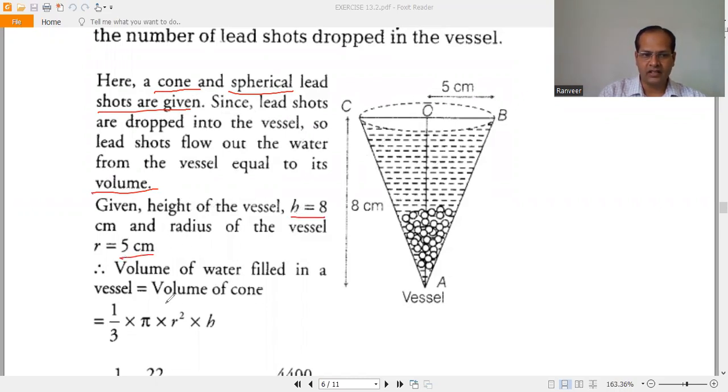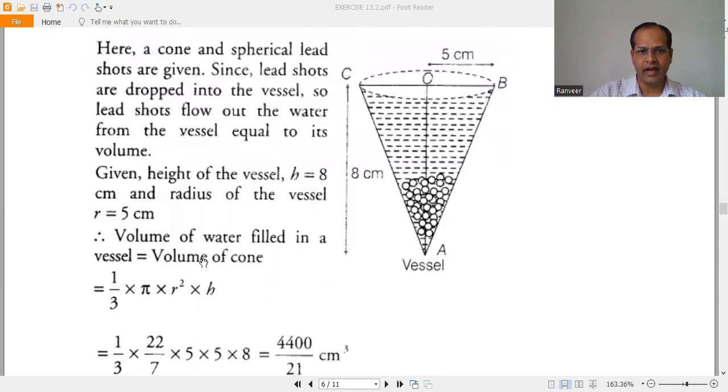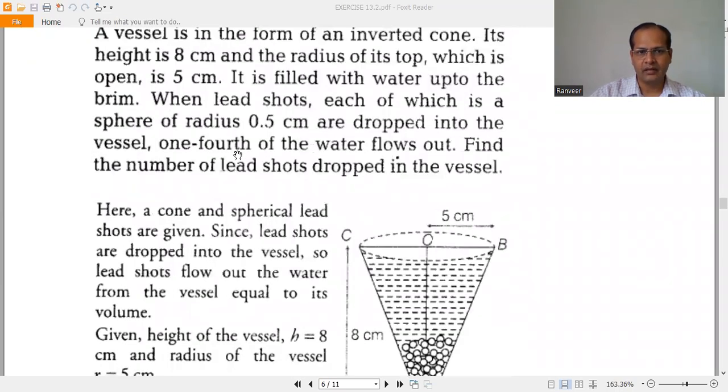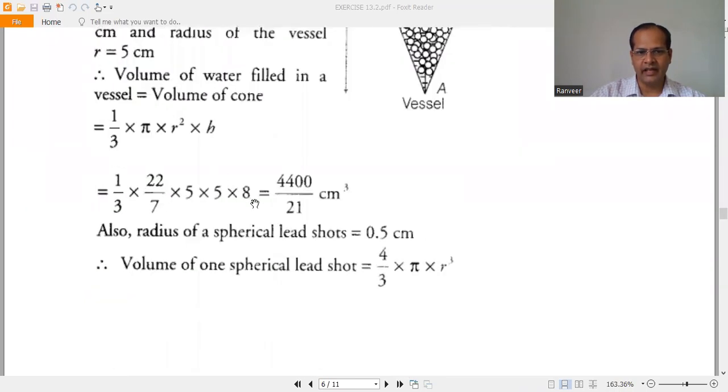Now, the volume of water is equal to the volume of the cone, that is 1/3 pi r square h. This is the volume of the cone. Now, pi is 22/7. Radius is given as 5 centimeter, so 5 into 5. Height is 8. So according to the given data, just put in the values and we get the volume of the cone.